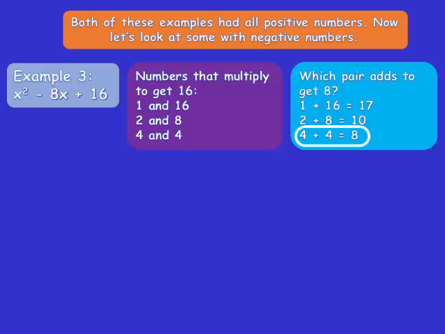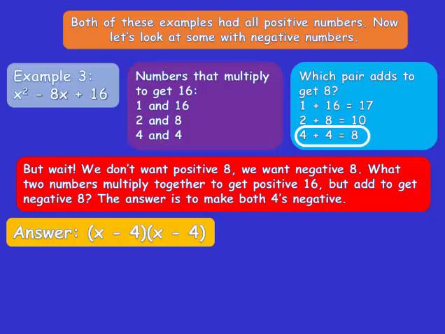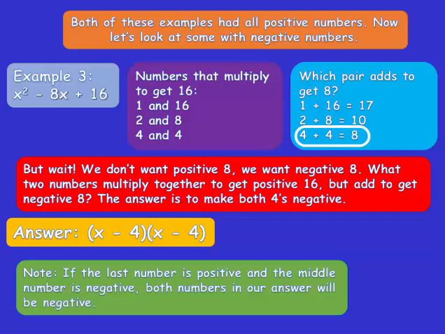4 plus 4 equals 8. But wait, we don't want positive 8, we want negative 8. What two numbers multiply together to get positive 16, but add to get negative 8? The answer is to make both 4's negative. X minus 4 times x minus 4 is our answer. Note, if the last number is positive and the middle number is negative, both numbers in our answer will be negative.